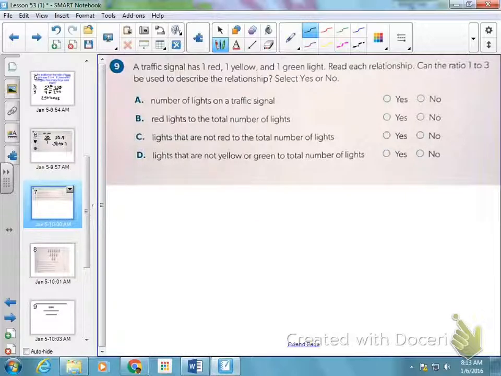Okay, I want you to pause the video, try to solve this one on your own, and then push play again so you can come back and check your work with me.